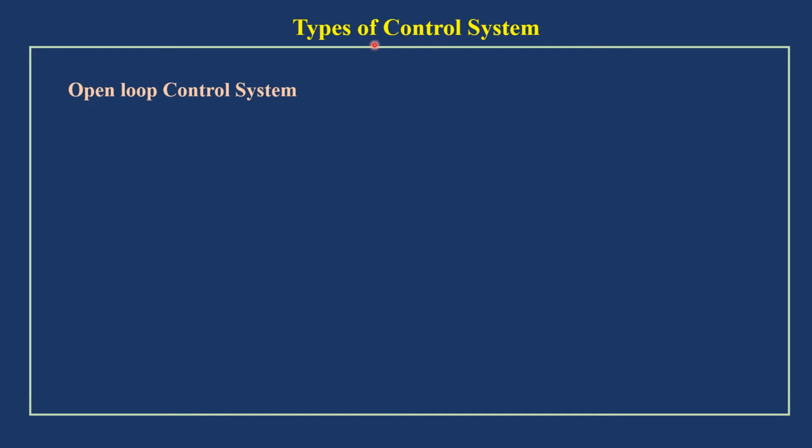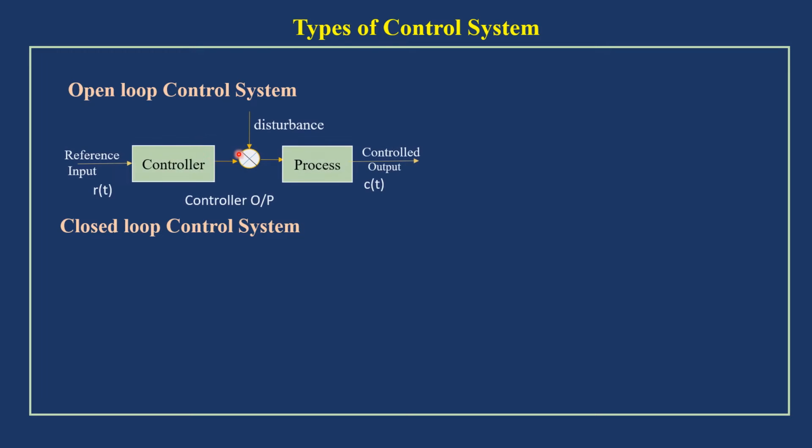There are two major types of control system. The first one is the open loop control system and the second is the closed loop control system. Let me explain one by one. This is a block diagram representation of open loop control system. There are two blocks, controller and process. The reference input or set point will be given to the controller. It is a collection of control elements. That controller output is nothing but the manipulated input variable.